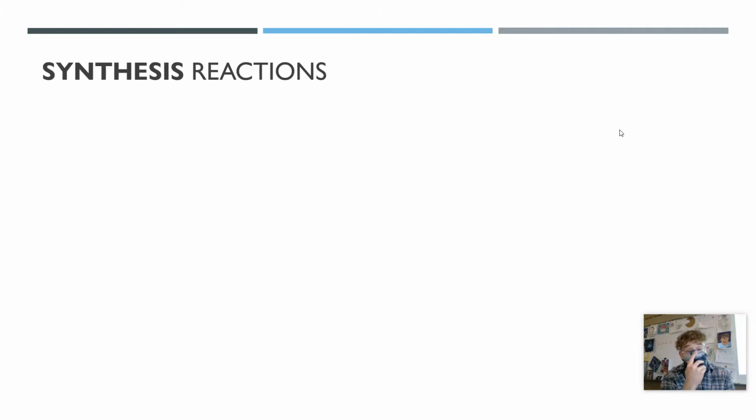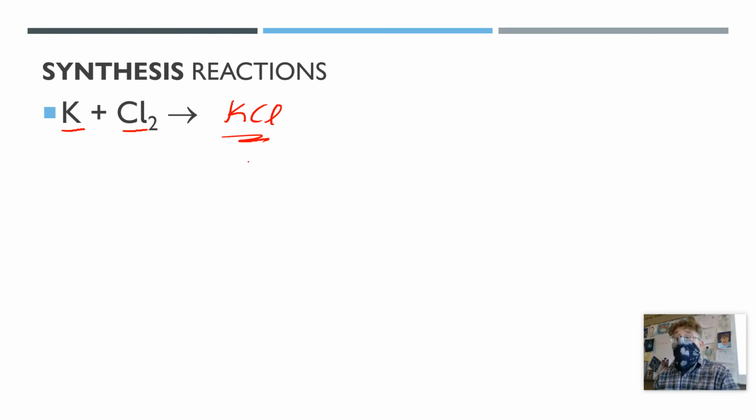With the synthesis reaction, you have multiple reactants coming together to form one product, and we're trying to predict what that product is going to be. Here we're given potassium and chlorine. If they're coming together to form one product, what two elements is it going to contain? Exactly, potassium and chlorine. But here's the catch: we don't know what the ratio is. That's what we have to figure out.